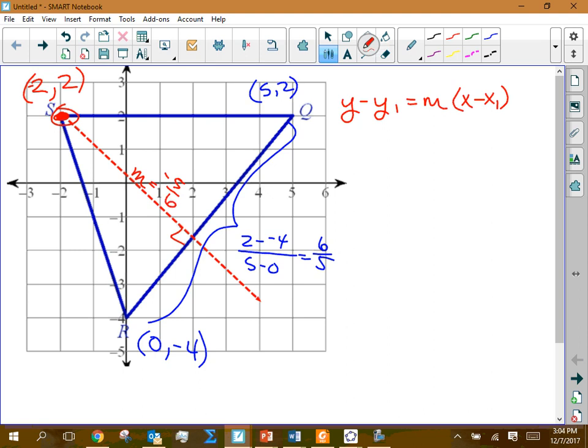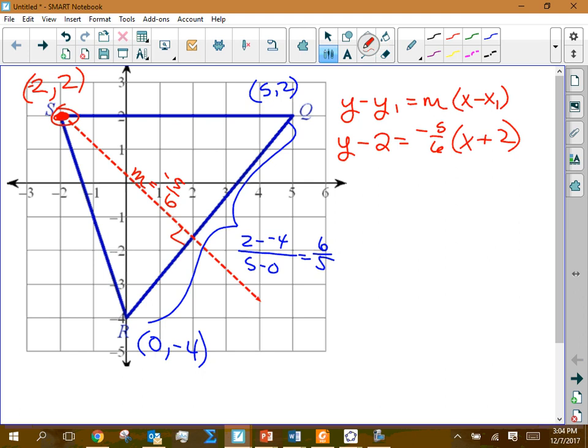Negative 5/6. Okay. So what's nice now is that we've got everything we need. We've got the m and we've got the x1, y1. So we're going to plug that stuff in. y minus 2 is equal to negative 5/6 (x minus negative 2), so it becomes plus 2. Just be careful with that minus and negatives.